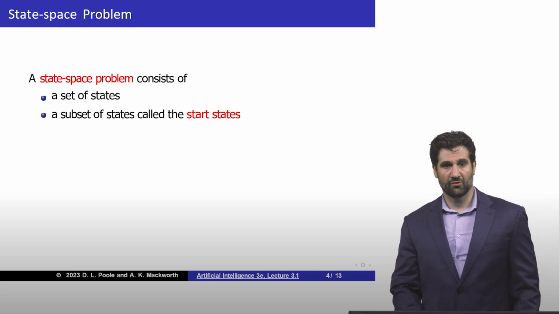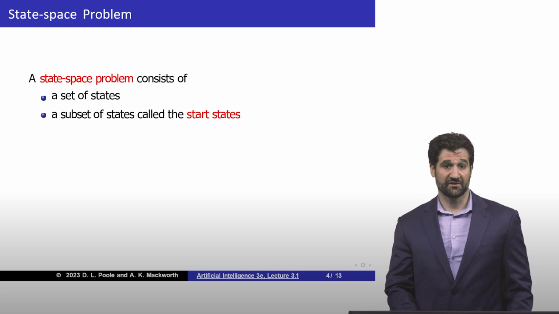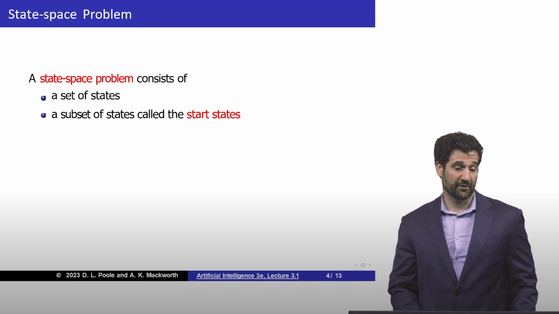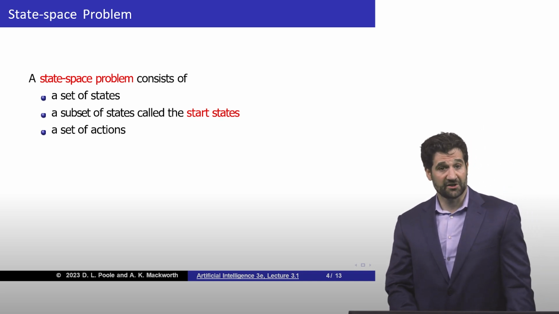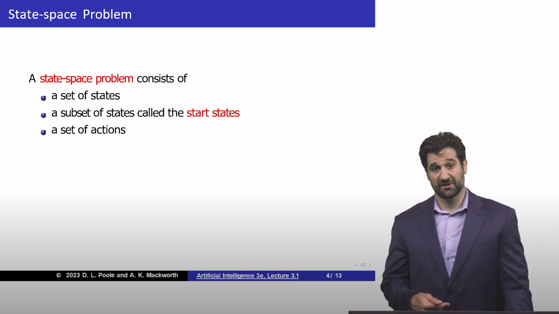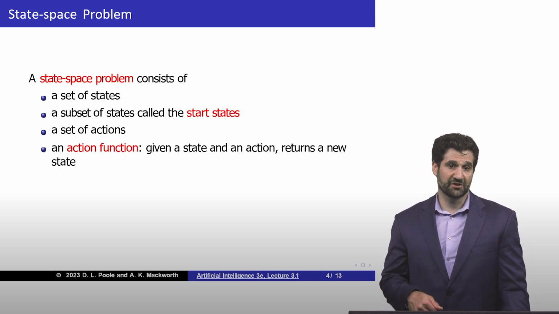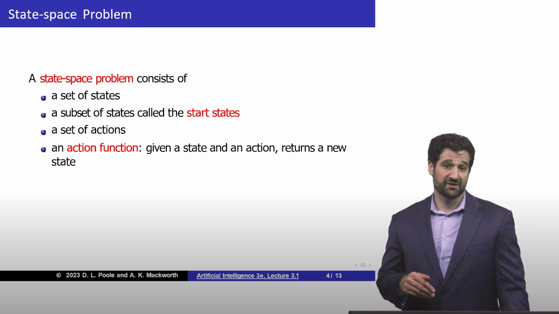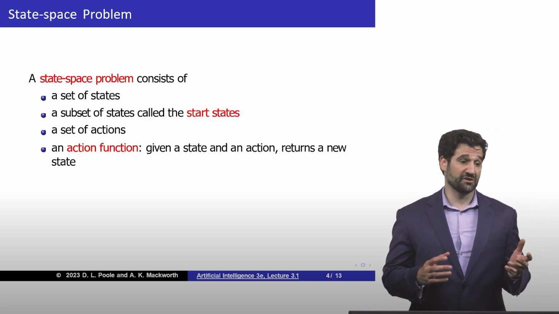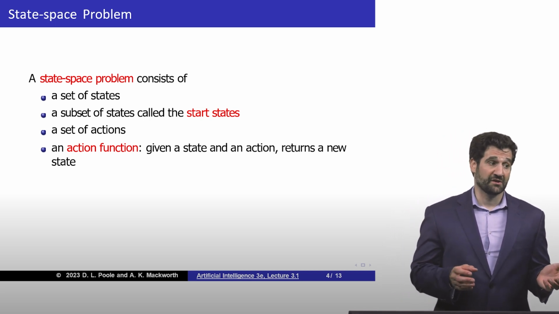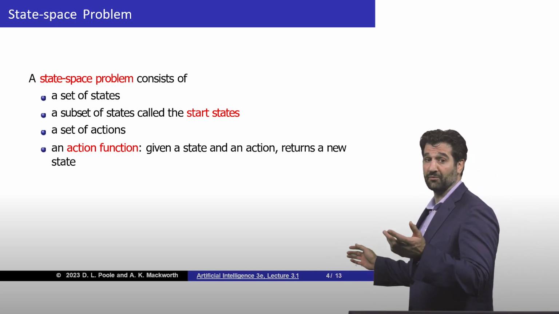Okay, so what does a state space problem consist of? First we have a set of states, and some of them are going to be called start states, which is where you begin. You have a set of actions, and the actions are what the agent takes to move from one state to another. The action function takes in the action and the current state, and it gives you a new state. So if my agent is going to turn right, the agent is going to transition into a state where the agent is oriented to the right.